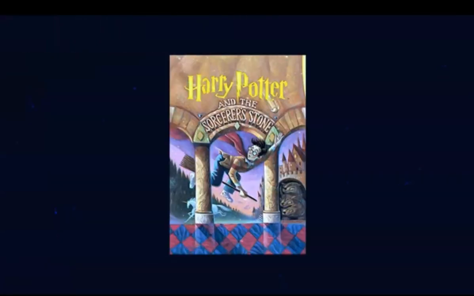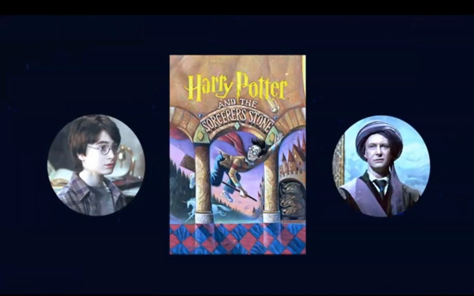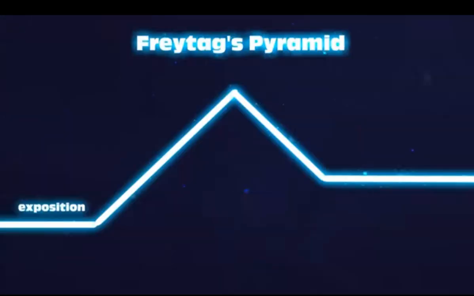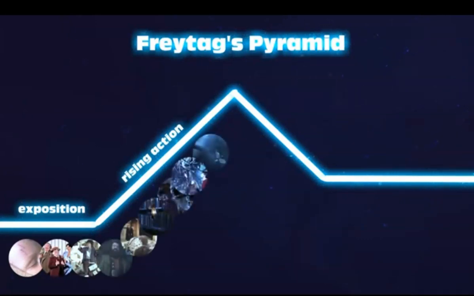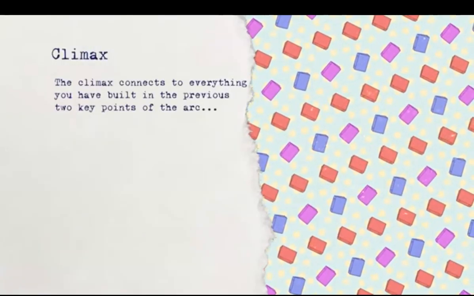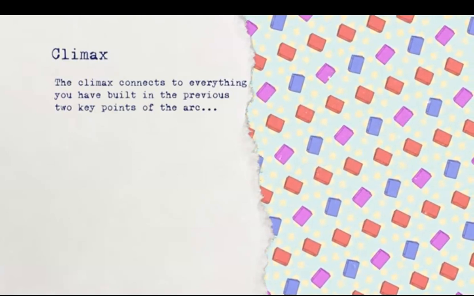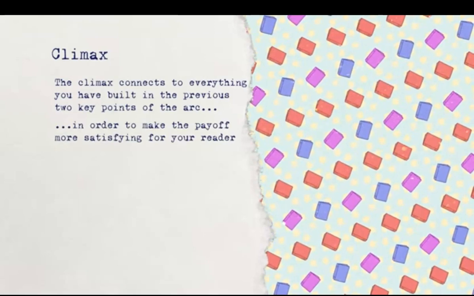Take Harry Potter and the Sorcerer's Stone, for instance, where Harry's confrontation with Professor Quirrell reveals that he's being controlled by Lord Voldemort. This moment is built up slowly throughout the exposition and rising action, the main character's own histories and research leading to discoveries that bring them closer to the climax of the story. It's important that your climax connects to everything that you as the author have built in the two previous key points of the arc in order to make the payoff more satisfying to your reader.